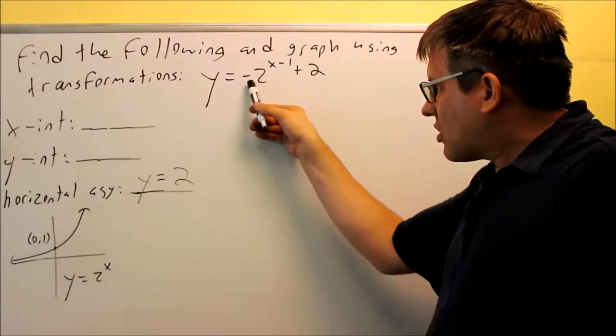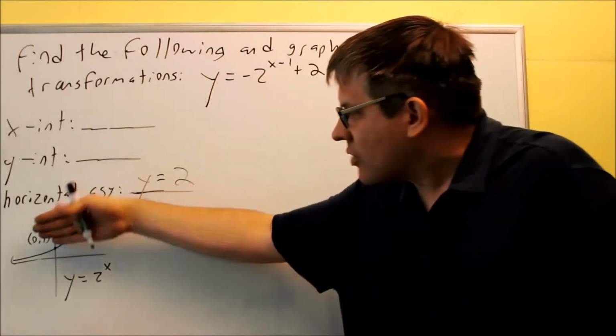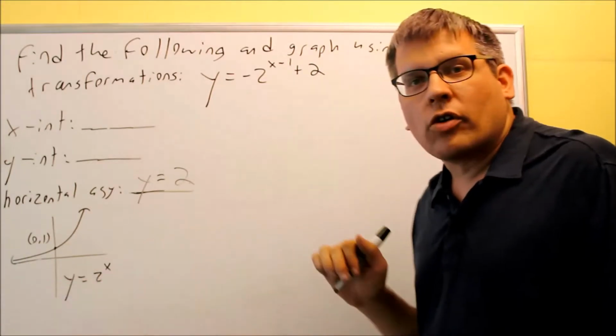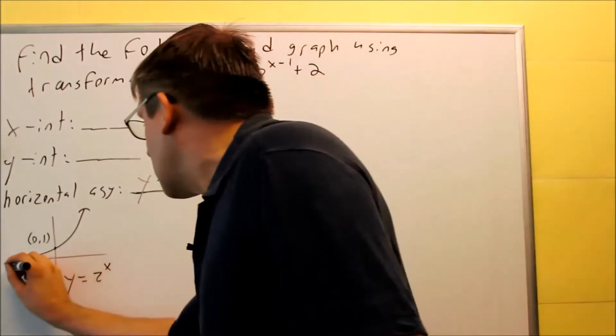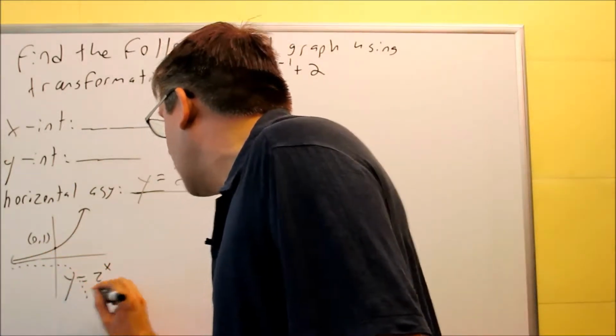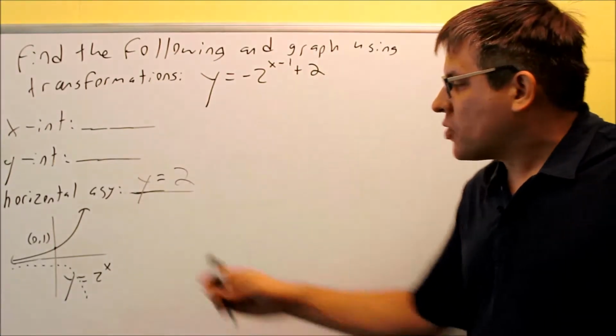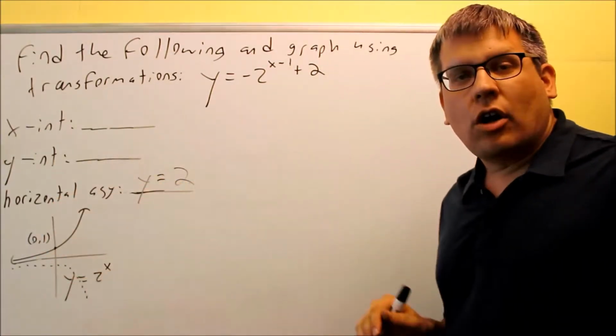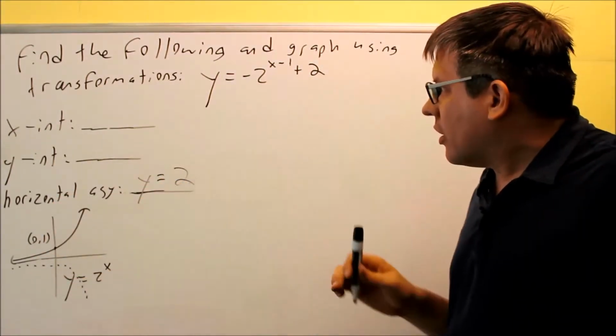I have a negative on the outside. The negative on the outside does this kind of flip. It's going to flip it over the horizontal axis. So I'm going to draw in this dotted line. That dotted line right there will represent what happens when I flip the graph upside down. So that'll take care of the negative.